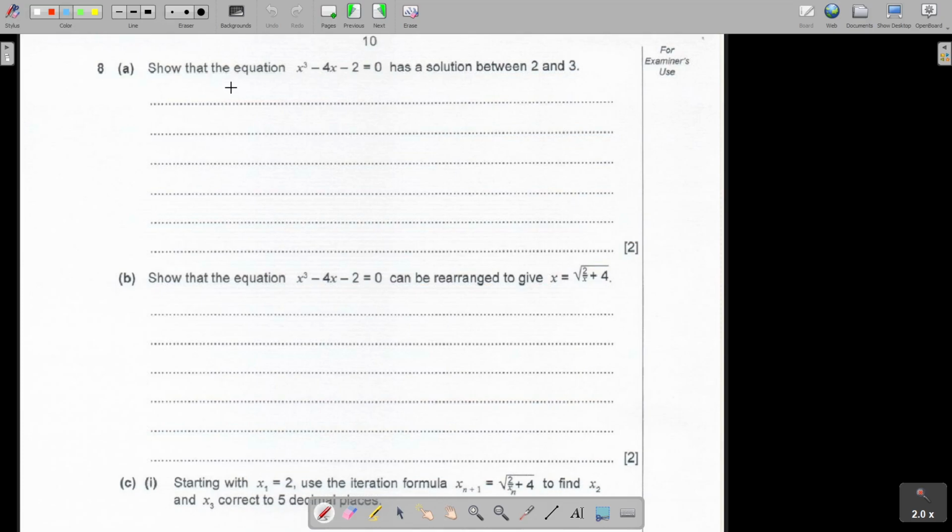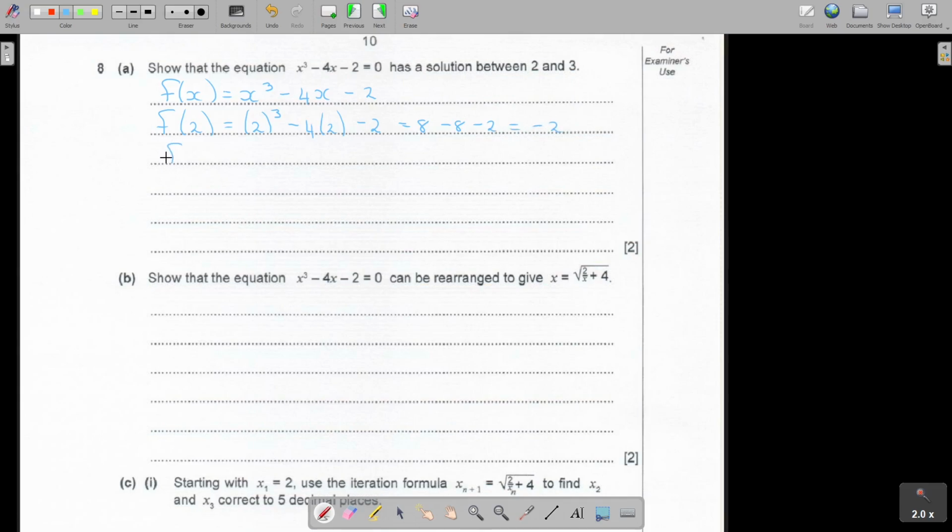So what did I do? I told you, I just give it first a name. Let f(x) be x to the power of 3 minus 4x minus 2. Okay, then I'm going to substitute. So I'm going to put the 2 in. So it's 2 to the power of 3 minus 4 times 2 minus 2. And if I simplify that, that is going to be 8. Can you see that? And that's 8 minus 8 minus 2, but it's going to be negative 2.